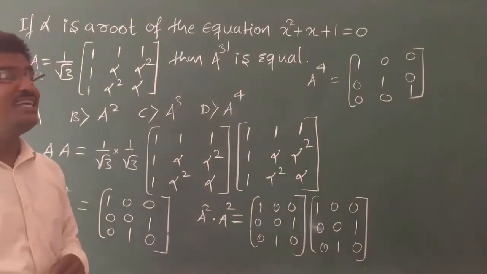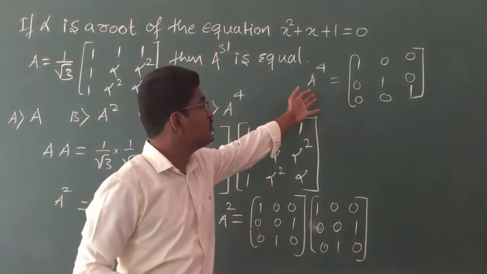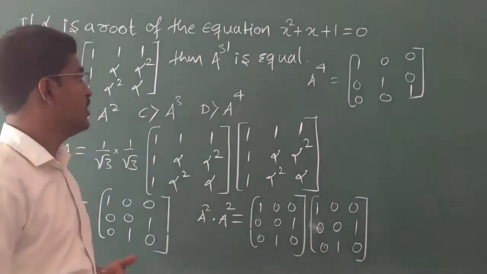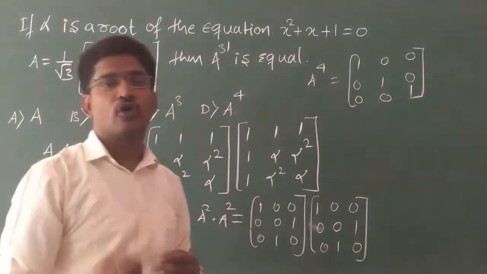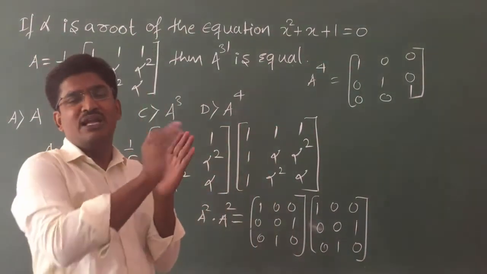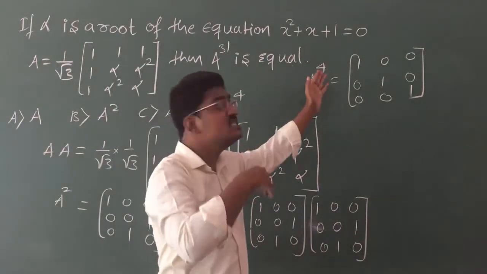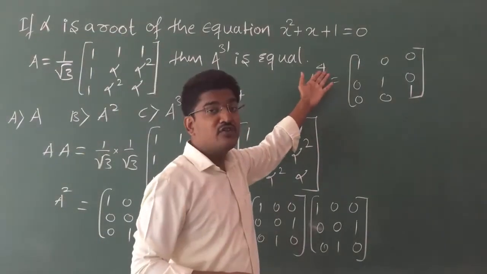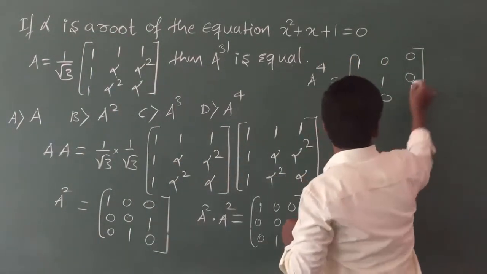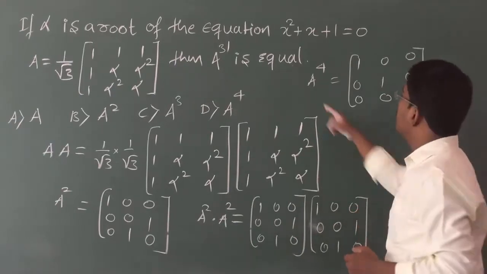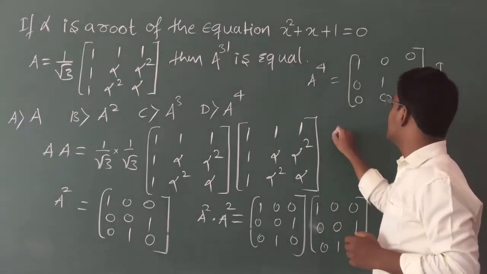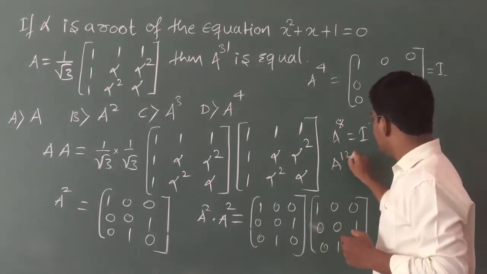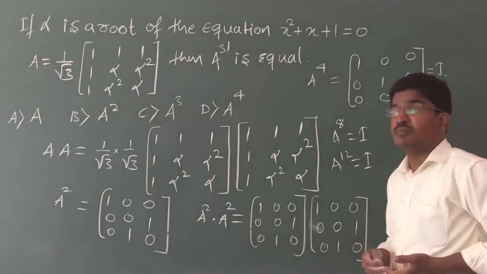A to the power of 4 is identity matrix. So if a to the power of 4 is identity matrix, then next further you have to simplify for the powers of 4, because multiples of 4 also give you identity matrix. Clear? For example, a to the power of 4 is I. If I simplify multiples of 4, that is a to the power of 8 will also be equal to I. A to the power of 12 will also equal I. Those are the multiples of 4.